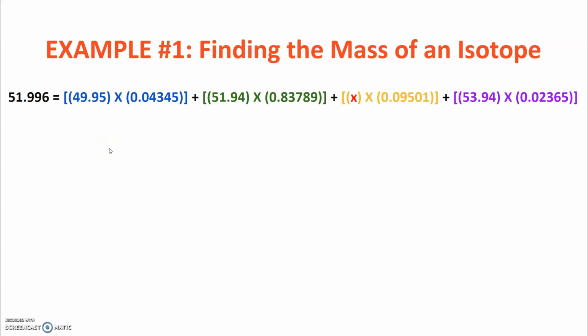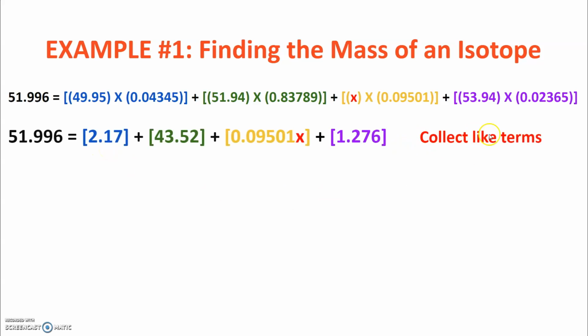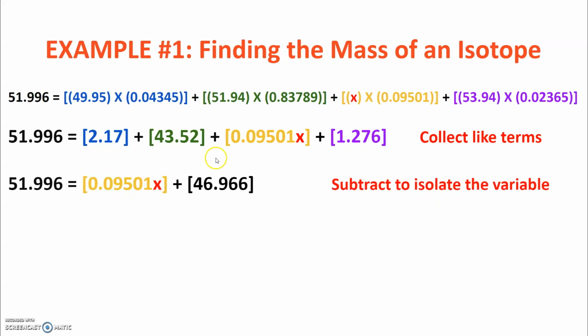So we start to simplify this. We want to just collect our like terms and start to simplify it down. So I just multiplied everybody out to make these individual numbers. Now I'm going to collect like terms by adding all my numbers without a variable together. And so that's going to look like this.